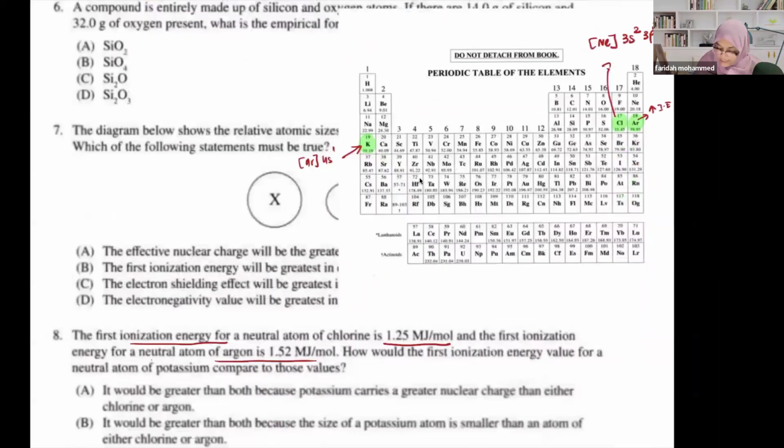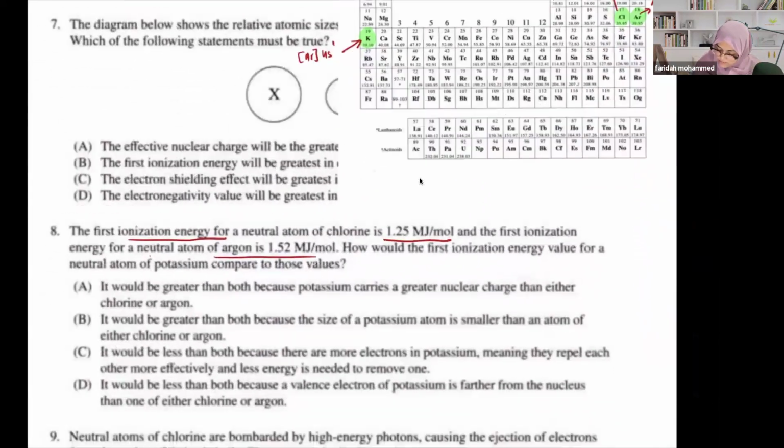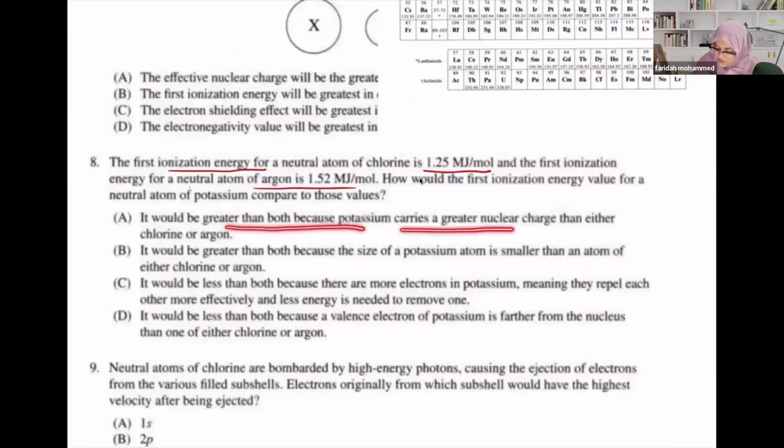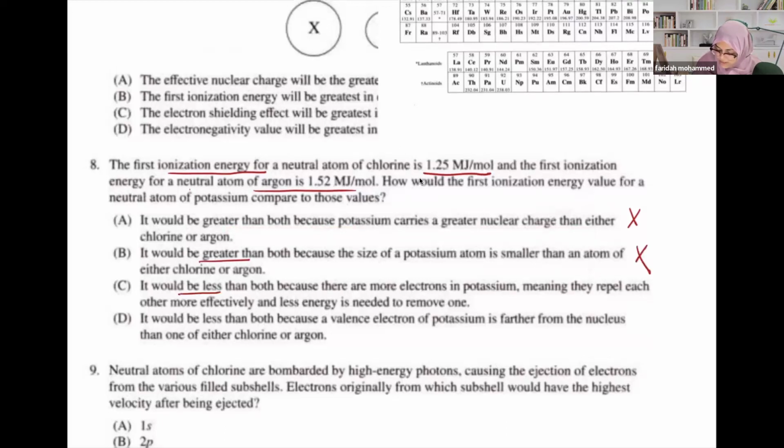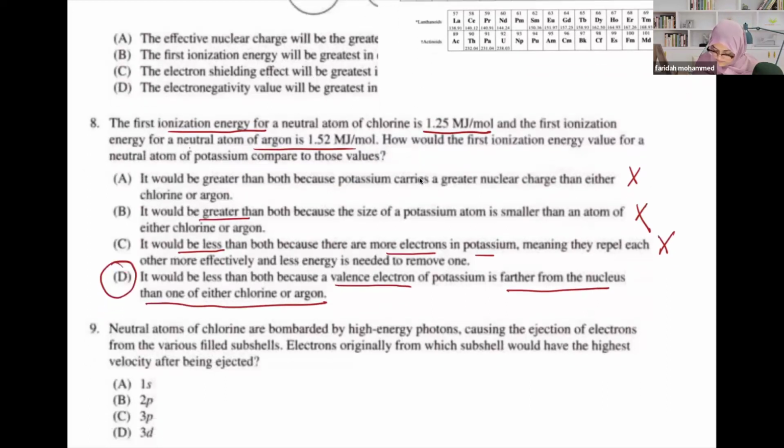So number 8, it would be greater than both because potassium carries greater nuclear charge, so that's wrong. It would be greater, we know it's going to be smaller, so that's wrong. So it's either C or D. It would be less than both because there are more electrons in potassium. Well, that's not the reason, right? It will be less because a valence electron of potassium is farther away from the nucleus than one of either chlorine or argon. So that's the reason.